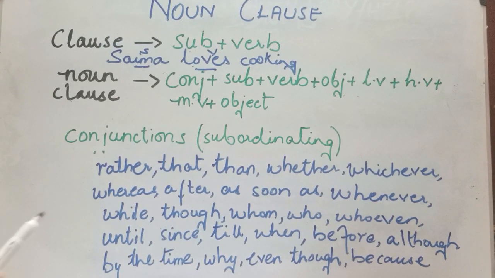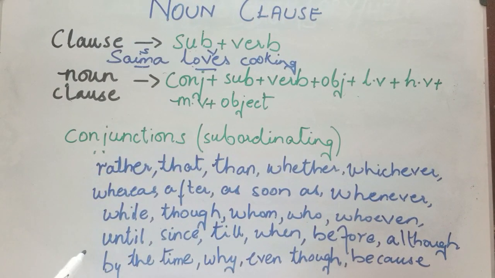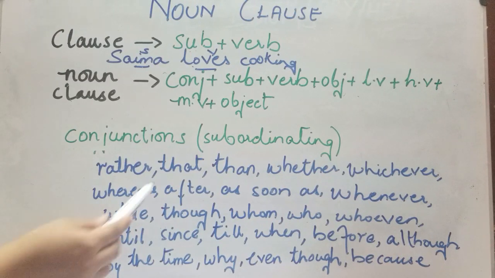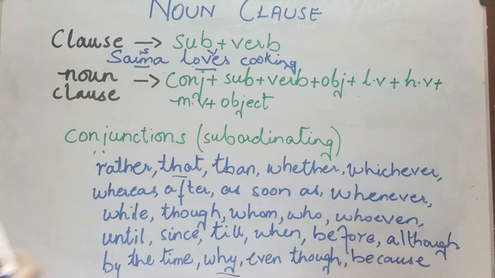So I've listed over here a few subordinating conjunctions: rather than, that, whether. I hope you have read it, and the most common ones over here are that, than, whether, though, why, even though, but we are mainly using these in our sentences. Okay, now let's look at what a noun clause has to say.